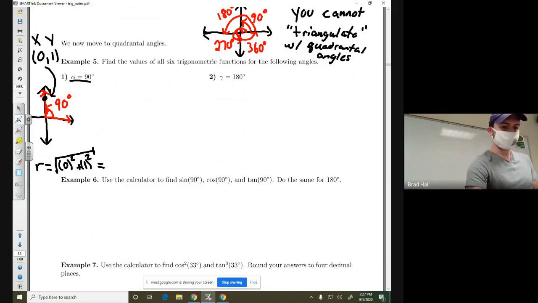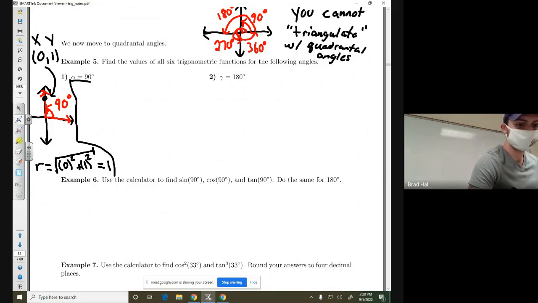And from here, you simply get 1. So it's not very exciting, but the radius is 1. Or it's hard to say hypotenuse because we don't have a triangle, but the value of r is 1. So now we have x, we have y, we have r. We can use the formulas perfectly now.